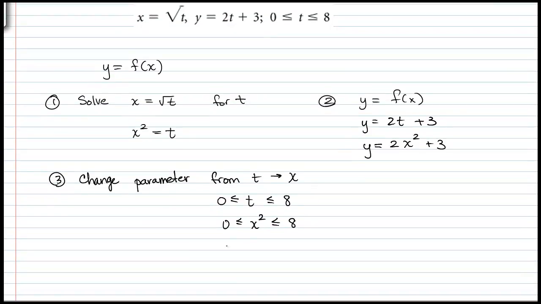So if I take the square root of both sides, I would get the parameter for x to be 0 is less than or equal to x is less than or equal to square root of 8, or 2 square root of 2.